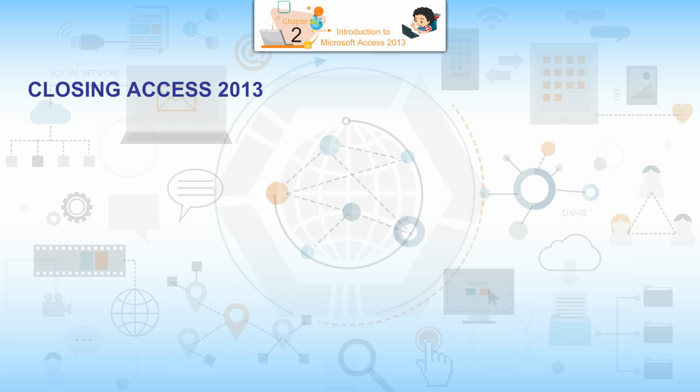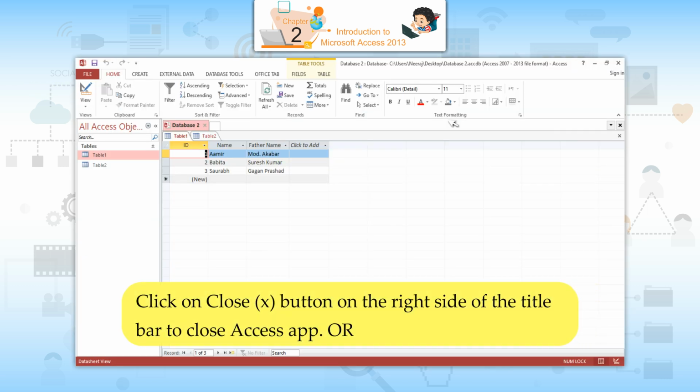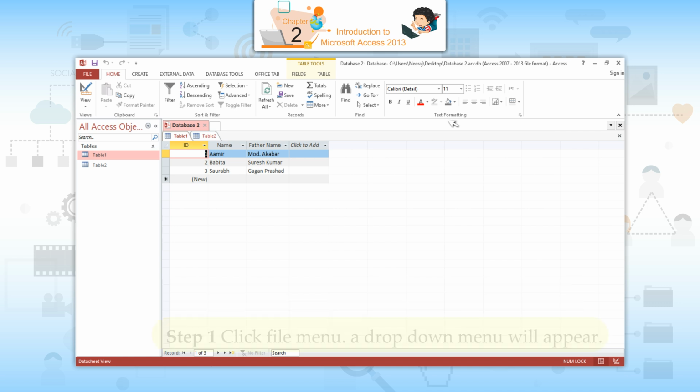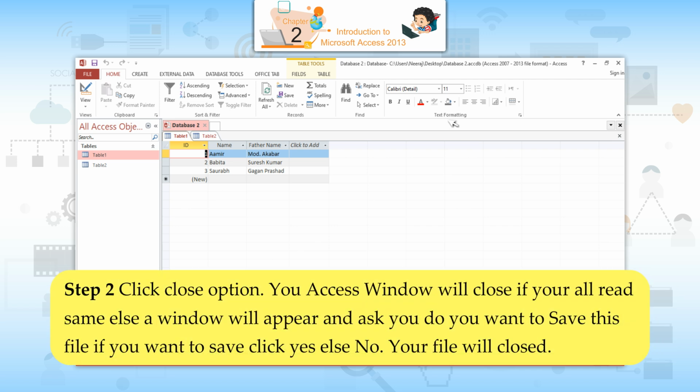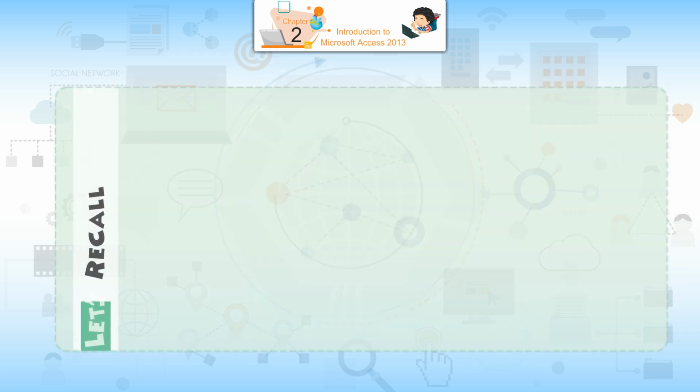Closing Access 2013. Click on Close, that is the cross button on the right side of the title bar to close Access app. Or Step 1. Click File menu. A drop-down menu will appear. Step 2. Click Close option. Your Access window will close. If you're already saved, it closes, else a window will appear and ask you, do you want to save this file? If you want to save, click Yes, else No. Your file will be closed.